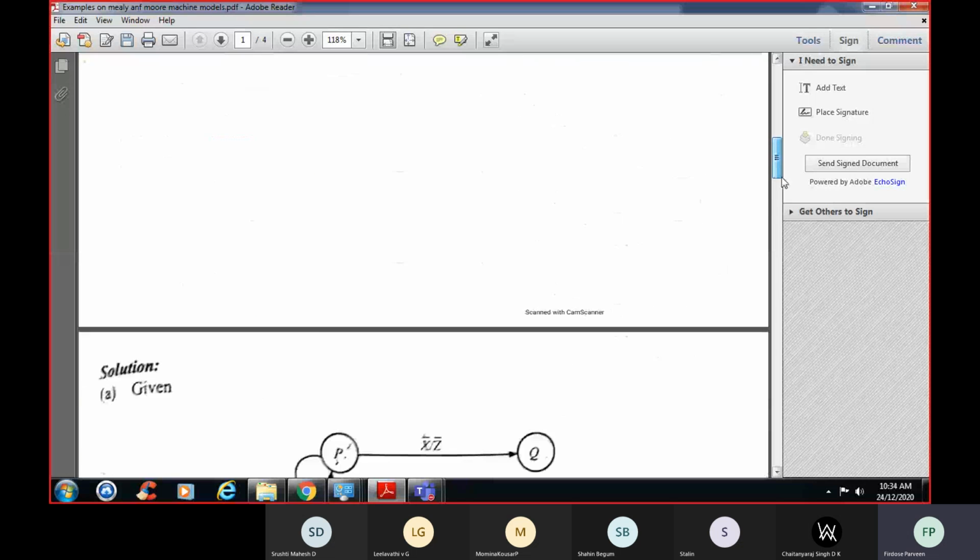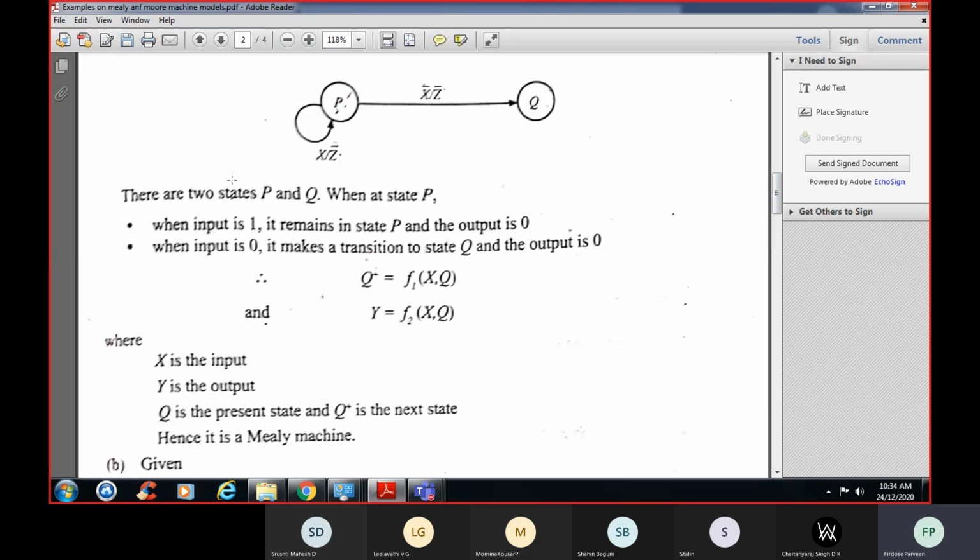See here, it has been given here, there are two states P and Q. Okay. When at state P, when input is 1, X indicates it is 1. Okay, when input is 1, it remains in the same state, and what is the output? It is Z bar. Z bar indicates it is 0. Okay. Next, when input is 0, X bar indicates it is 0. When input is 0, it moves to the next state, that is Q, and the output, what is it? It is Z bar. Z bar means again it is 0.